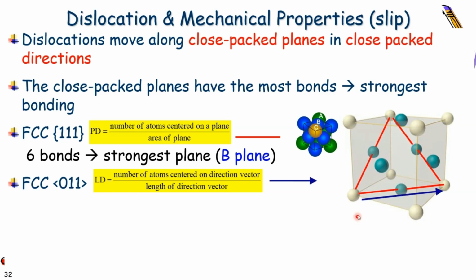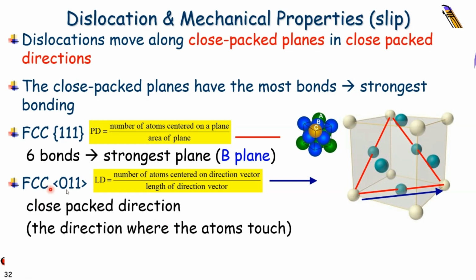You can move the plane in this direction, or this direction, or this direction, or this direction. These 6 directions are easier compared to moving this plane in this direction or this direction. So always, in a close-packed plane, use the close-packed direction. Okay, so this is the close-packed direction, the direction where the atoms touch each other, right? So that's the definition. I hope you still remember.